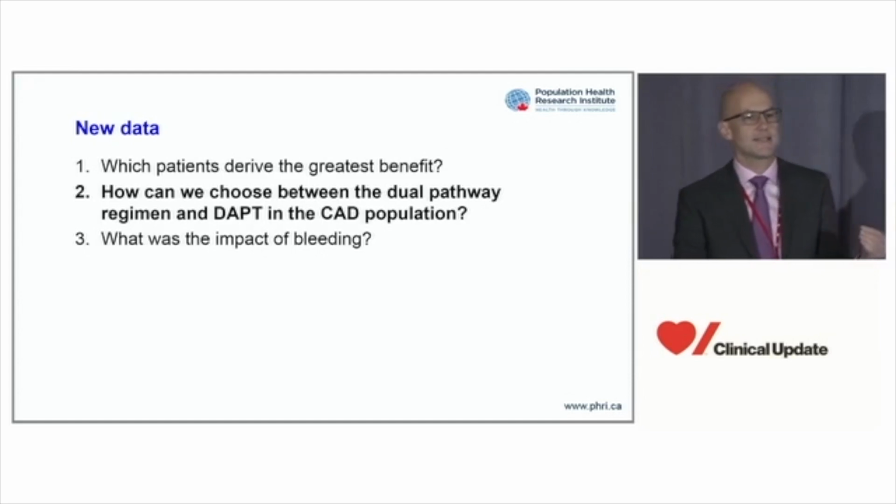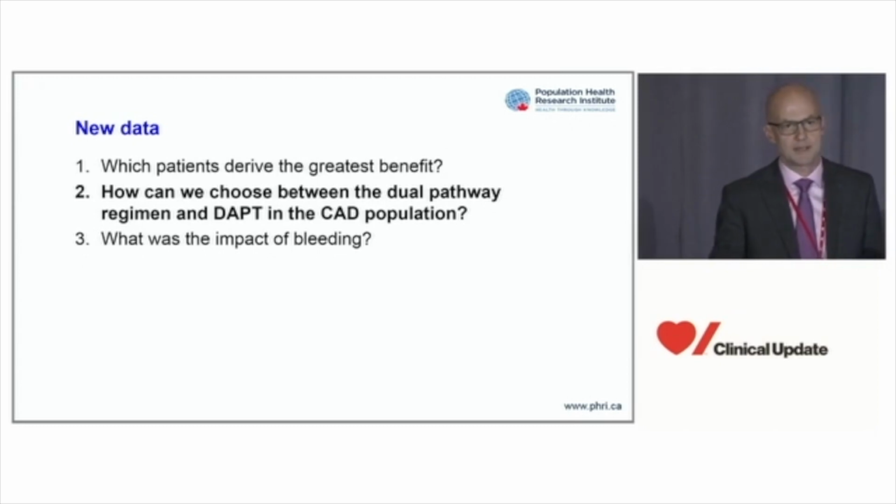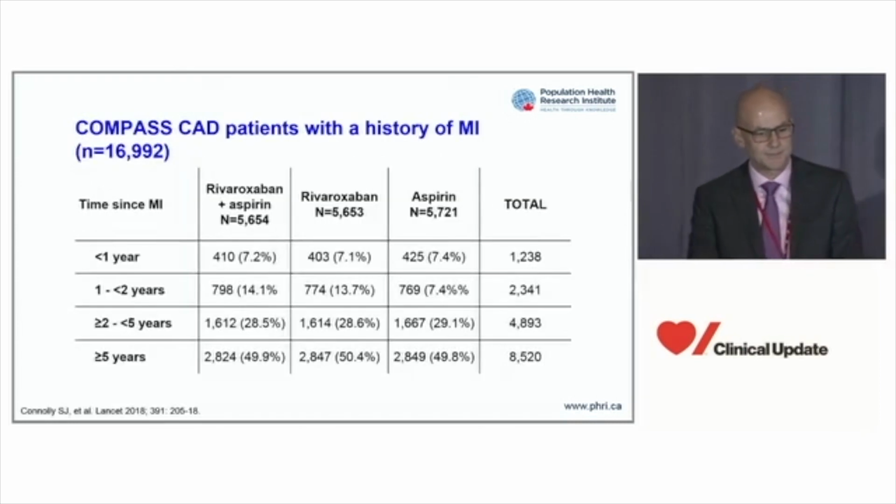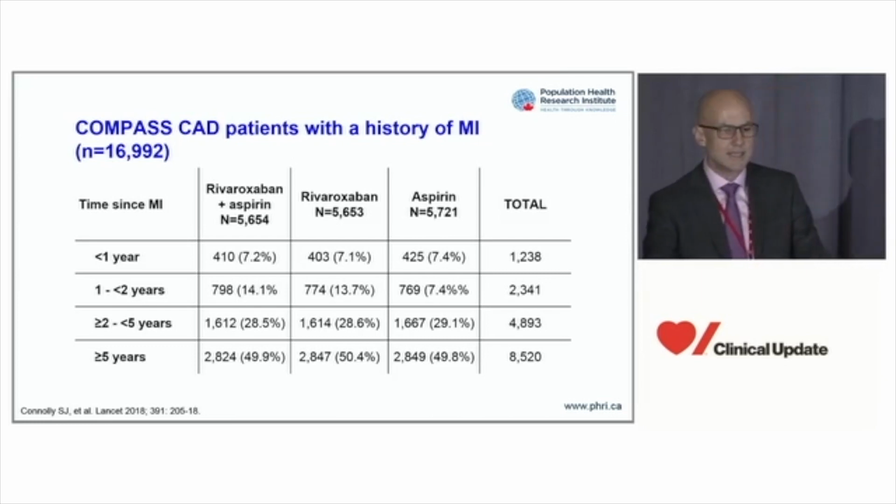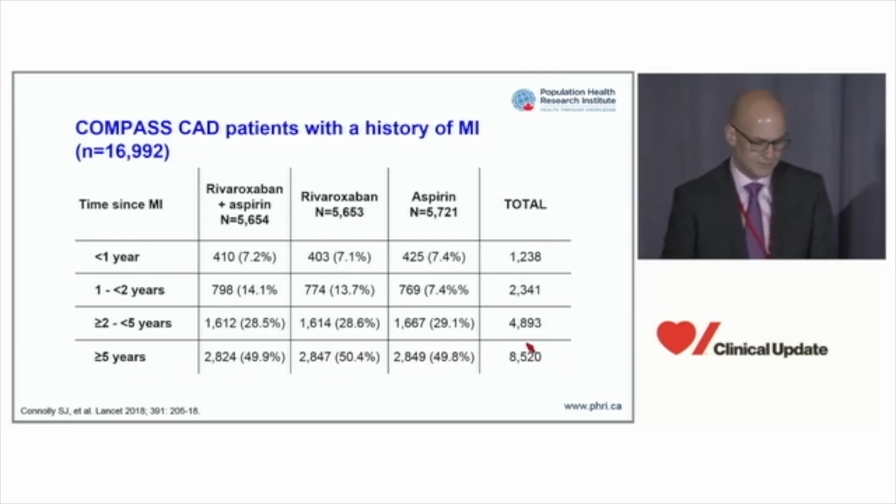Now, I want to emphasize that this is not a battle of two treatments, but this is using treatments in a complementary fashion to optimize secondary prevention. If we consider the COMPASS trial, in total there were 27,000 patients, of whom 16,000 had a history of MI. And they were recruited within 1 year, about 1,200. In the second year, another 2,000. In the third to fifth year, another 5,000. And beyond 5 years, another 8,000.